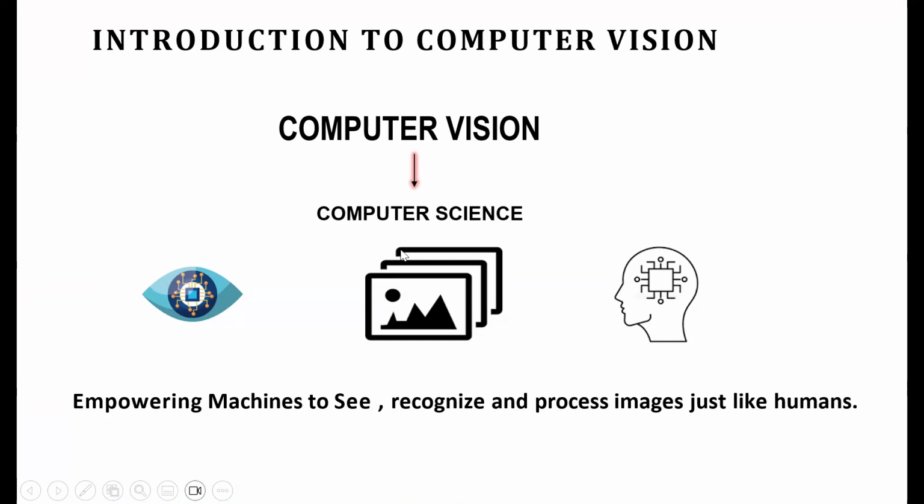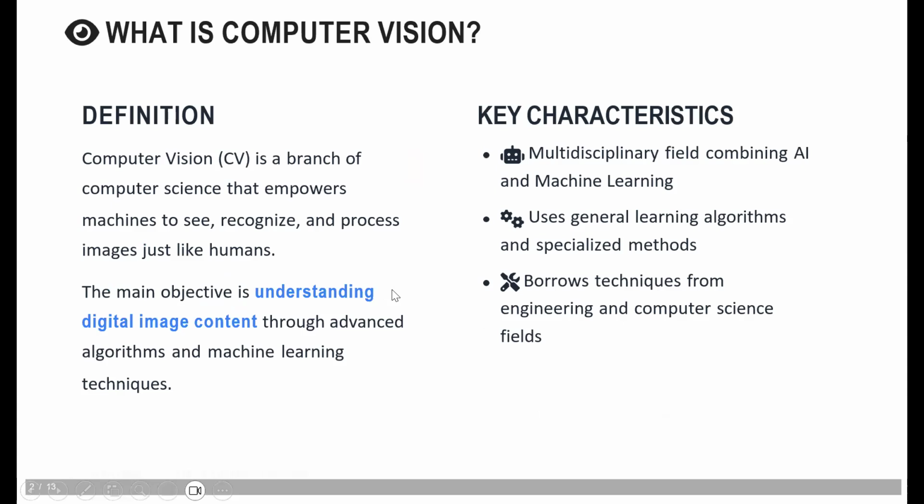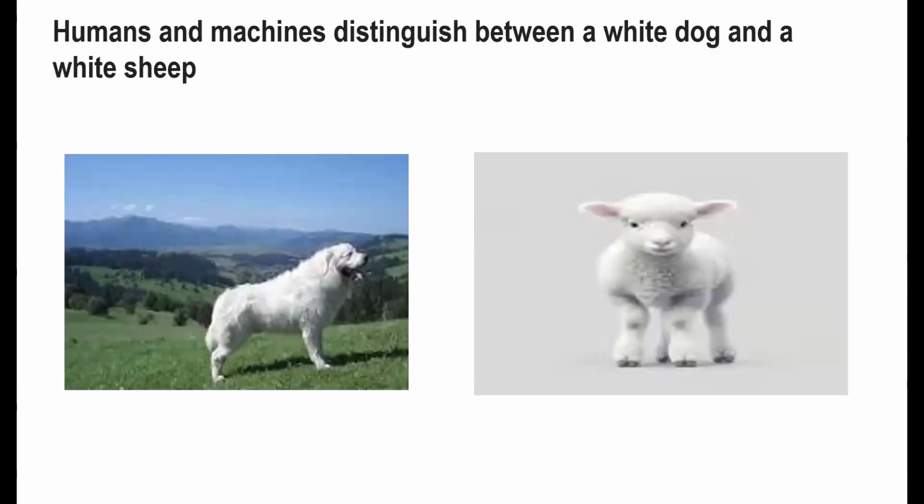So you would be wondering what is the actual meaning of this definition. Suppose there are two images. Okay, let me show you so that you can understand. Can you see these two images?